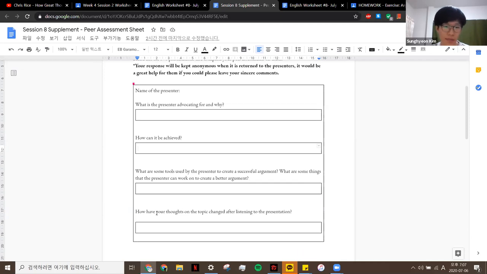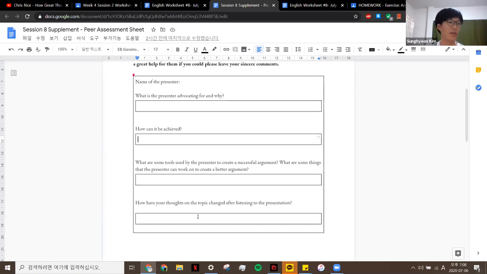And last one is how have your thoughts on the topic changed after listening to the presentation? So the presenter is talking about a topic that they're passionate about. 되게 열정적으로 느끼는 토픽에 대해서 프레젠테이션을 만든 사람이 프레젠트를 하지. 그러면 열정적으로 프레젠테이션을 해준 만큼, 그거를 듣고 내가 이 토픽에 대한 마음이 어떻게 바뀌었는지.